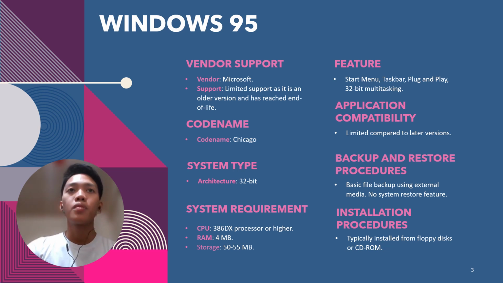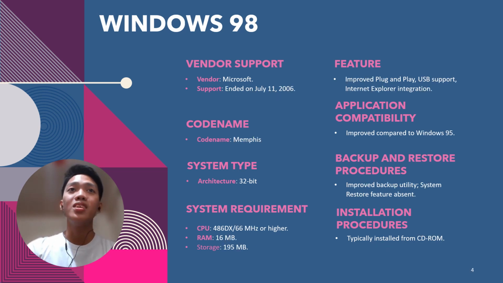Backup and restore procedures. Basic file backup using external media, no system restore feature. Users relied on external backups, and the absence of the system restore feature made recovery more challenging in case of system issues. Installation procedure. Typically installed from floppy disk or CD-ROM. Installation from floppy disk or CD-ROM marked a departure from previous versions, streamlining the installation process for the users.